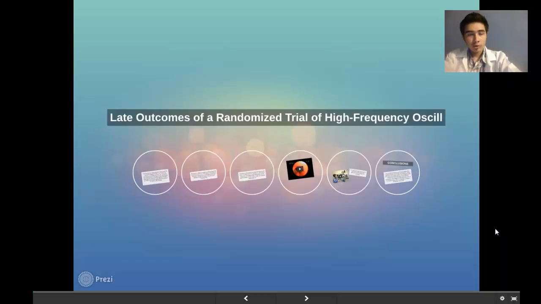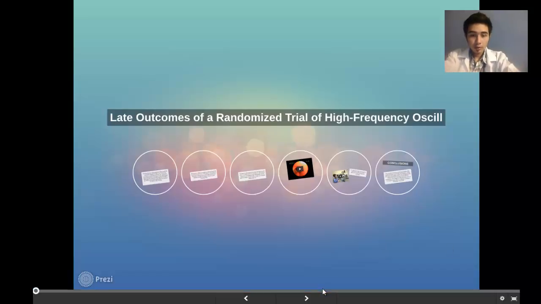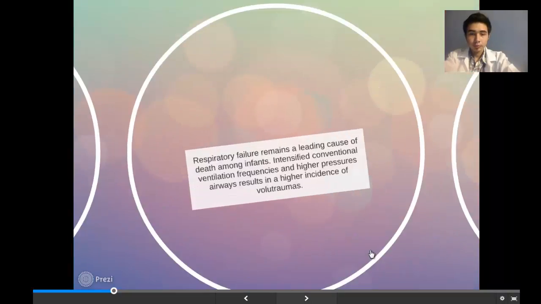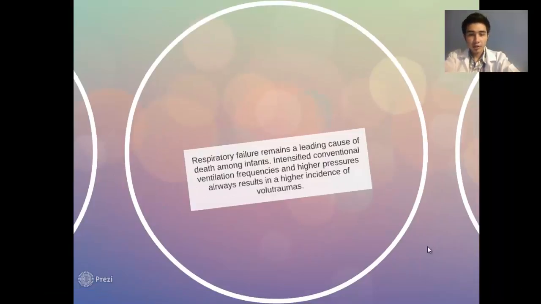Hi, I'm going to talk about the latest outcomes of a randomized trial of high-frequency oscillation in neonates. Respiratory failure remains a leading cause of death among infants.